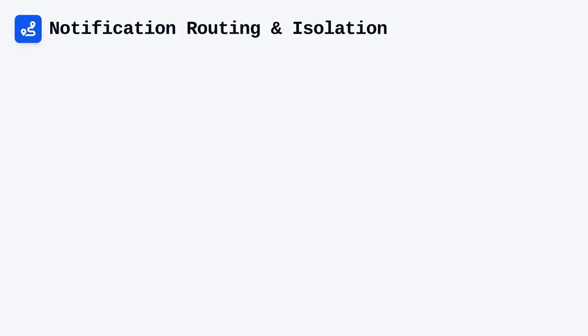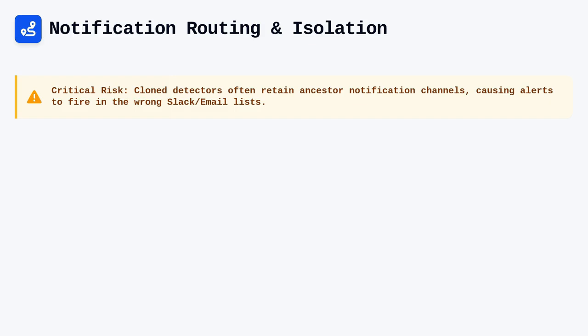Finally, you must update the notification routing vectors to ensure that alerts reach the appropriate team. A clone detector will often retain the notification channels of its ancestor, which can lead to irrelevant alerts triggering on the wrong engineering Slack channels or email lists. It is also vital to validate that these modifications do not inadvertently introduce side effects that impact the original template. You are looking for a state of isolation where the new detector functions independently while still benefiting from the structural integrity of the original design.